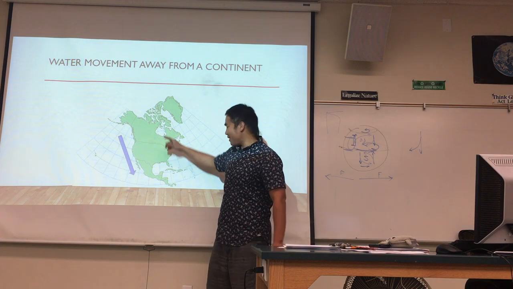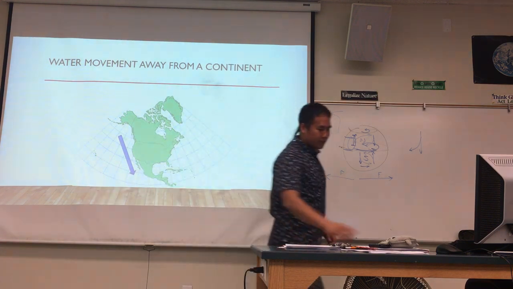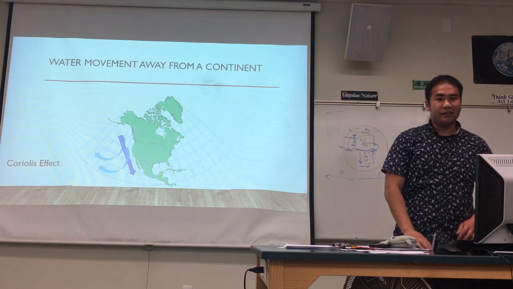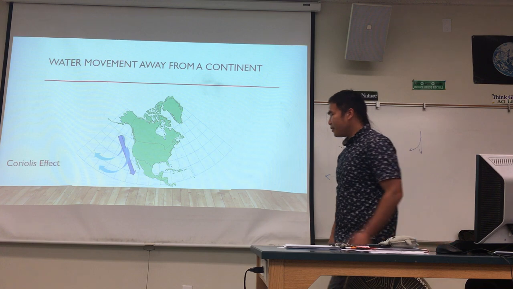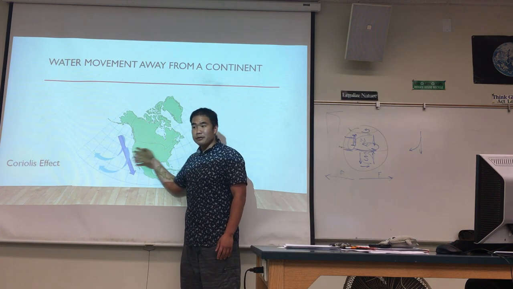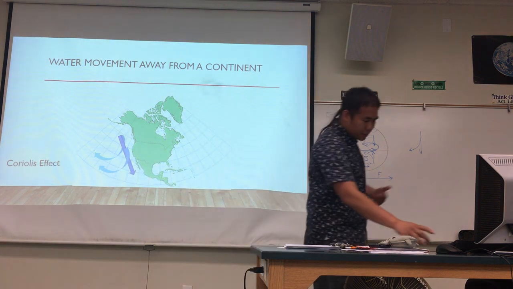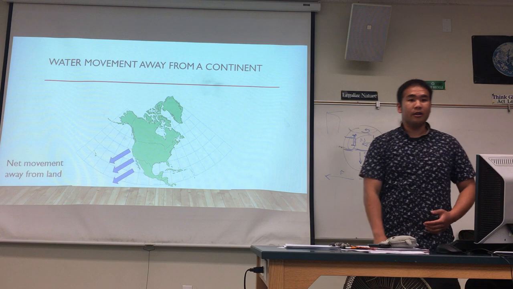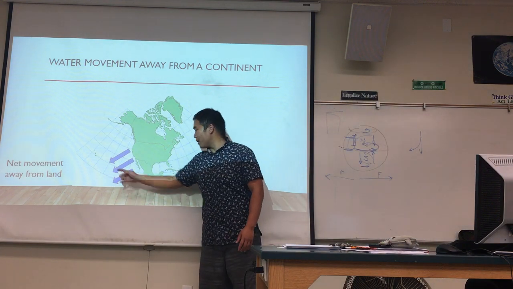So this is North America, right? Canada, Mexico, US. Okay, towards the right, which is this way. So it goes towards the right, and you guys see the net movement of water away from the coast? Because of this, water's moving away from the coast. So let me just redraw those arrows like this. Movement of water away from the coast creates a void where? Here or here?